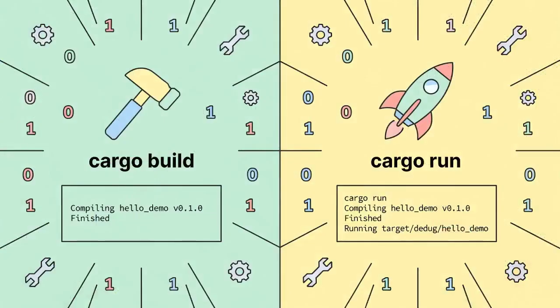cargo build compiles your project and drops the binary at target/debug/hello_demo, printing Compiling hello_demo v0.1.0, and Finished. But it does not run it.